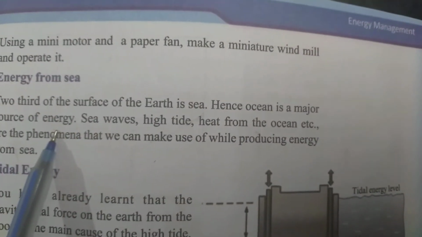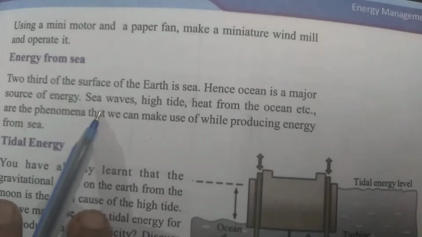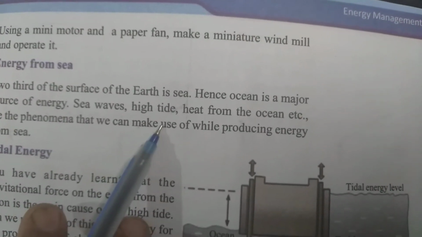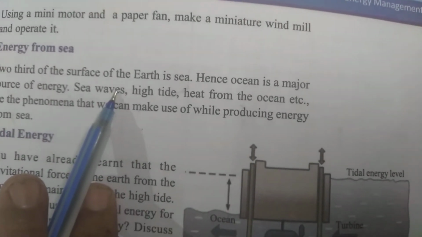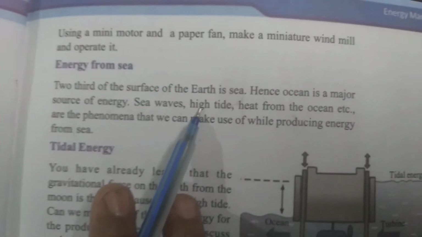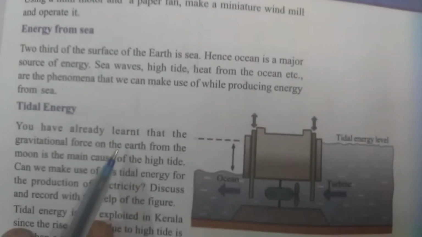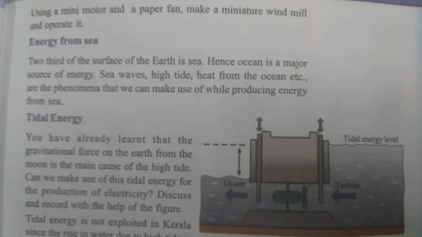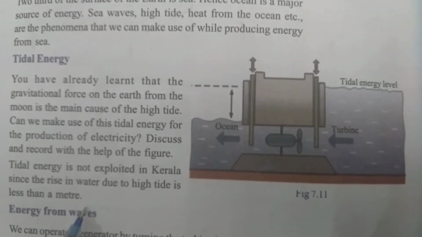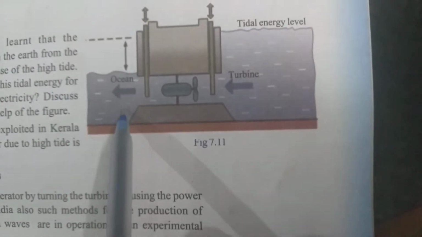Two thirds of the Earth's surface is covered with water. And sea waves, that is the tides produced during high tide, and the heat from the ocean, etc. can be used for producing electricity. So the first one is tidal energy. Tidal energy means, when you see the picture given here.